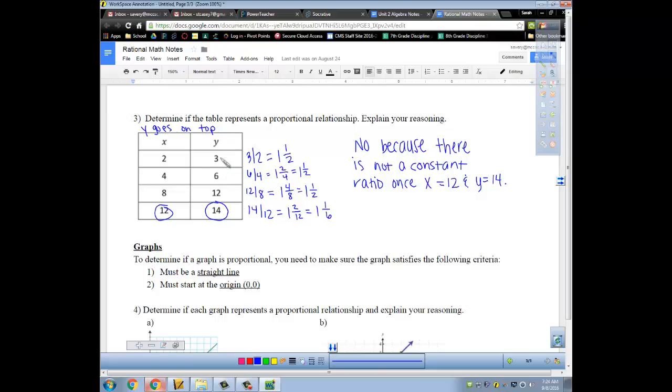This happened because when we went from 2 to 3, it went up 3. 6 to 12 went up 6, so it didn't go up the same amount. So that's why it ended up not being proportional.